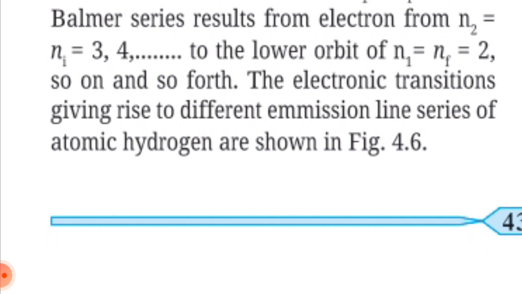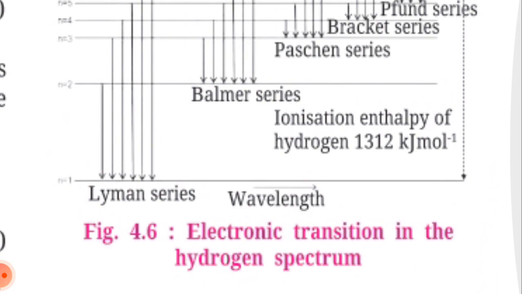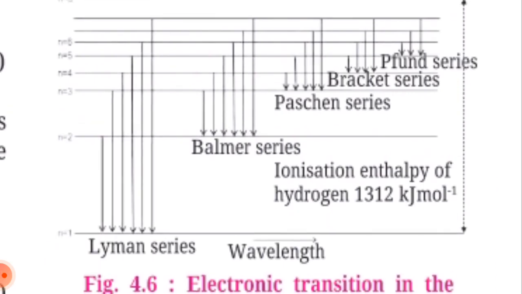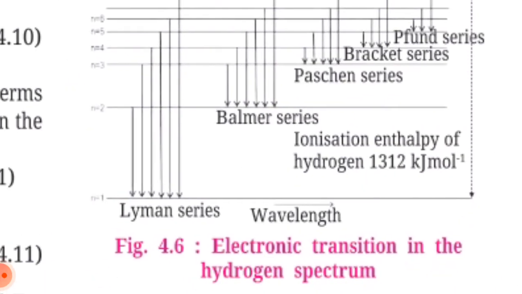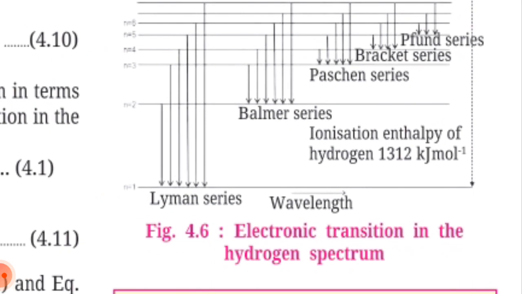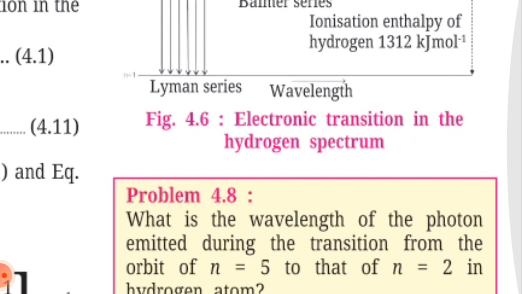The electronic transitions giving rise to different emission line series of atomic hydrogen are shown in figure 4.6. Wavelength: Lyman series, Balmer series, Paschen series, Brackett series, Pfund series. Ionization enthalpy of hydrogen is 1312 kJ per mole. Electronic transition in hydrogen spectrum.